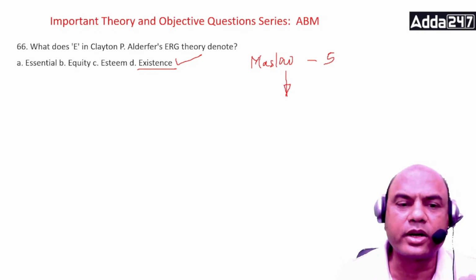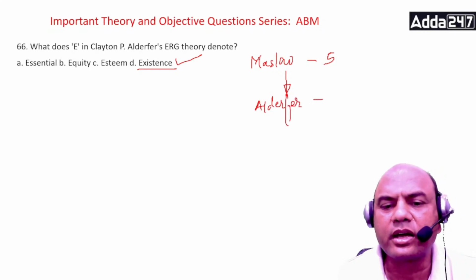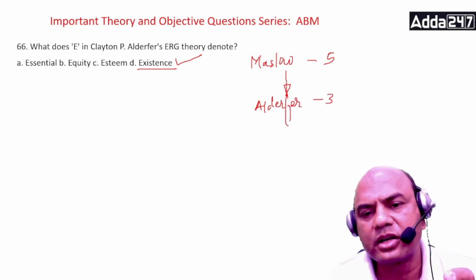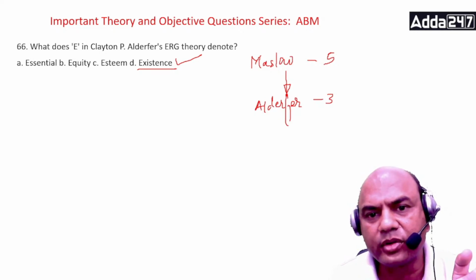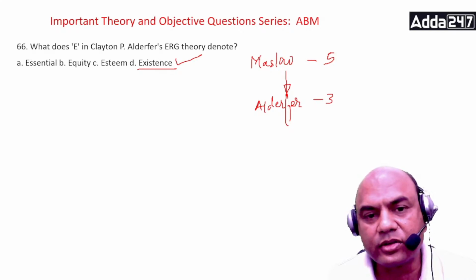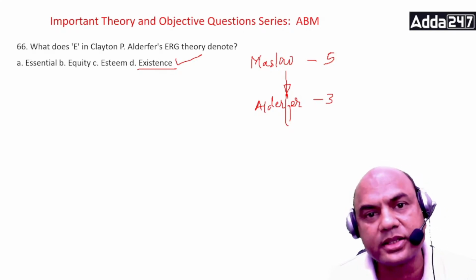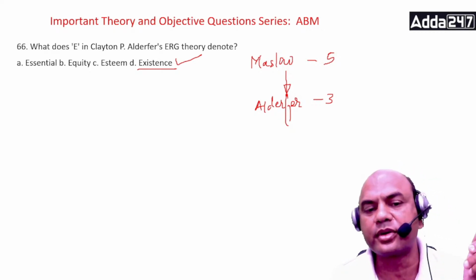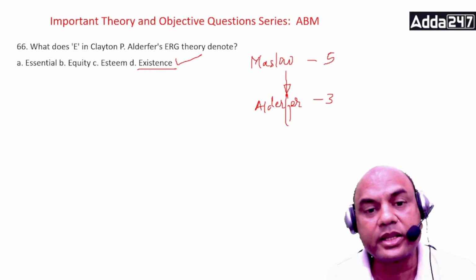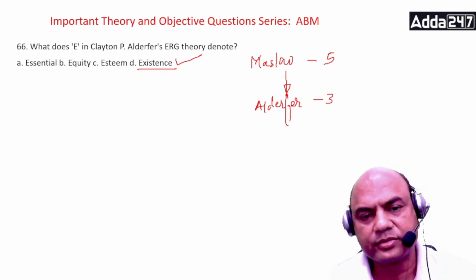From this, 3 are derived. So Alderfer, what did he do? He took 3 from this. So existence means physiological, okay. Then R means relatedness, so that is also there in the third level of Maslow. And growth, this is esteem, okay. So that is ERG theory. Got it? Next one.